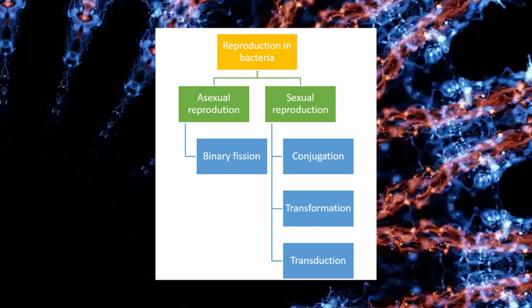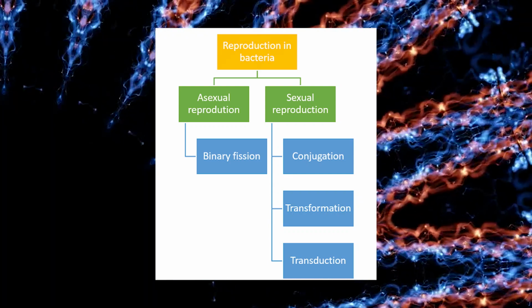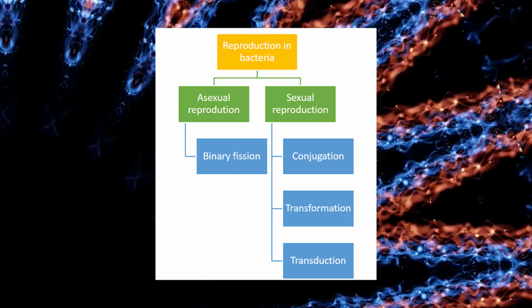Bacterial reproduction occurs by two modes, asexual and sexual. Asexual reproduction is mainly by binary fission, and sexual reproduction is by conjugation, transformation and transduction.